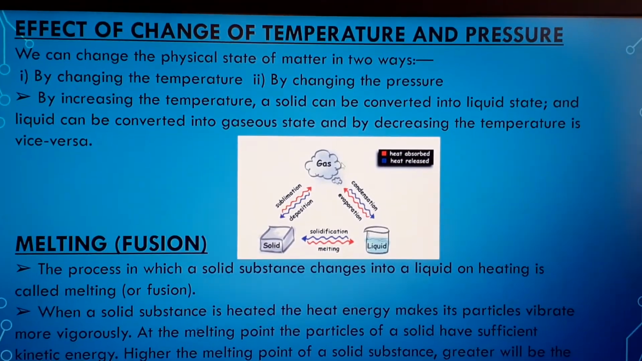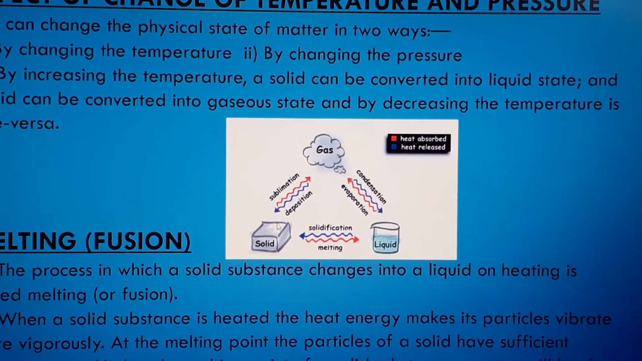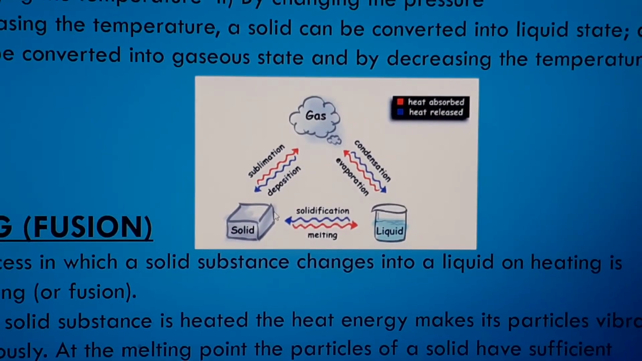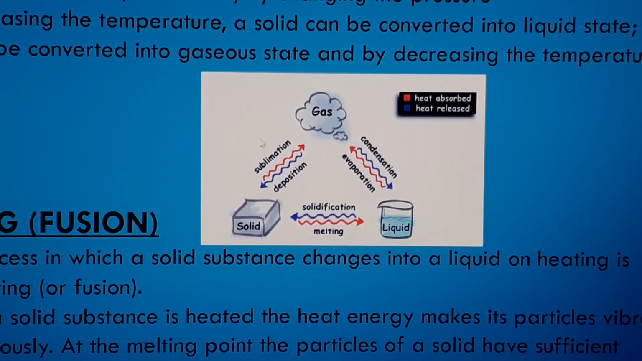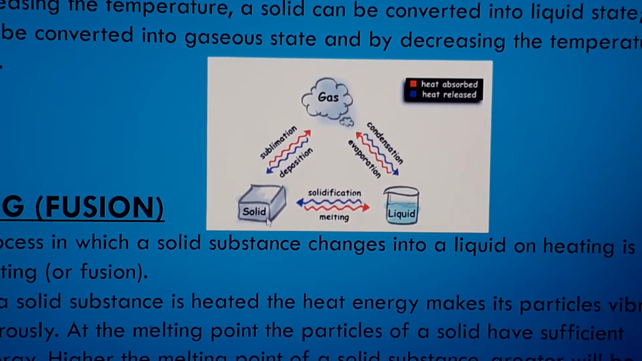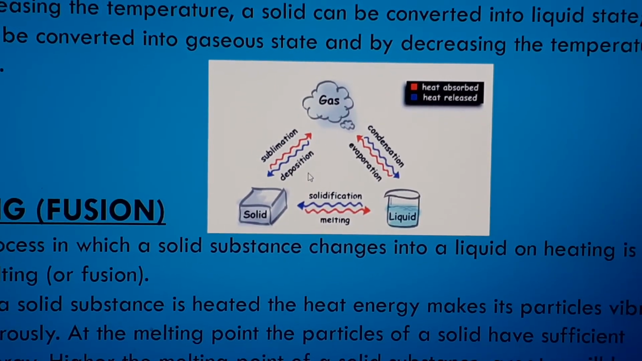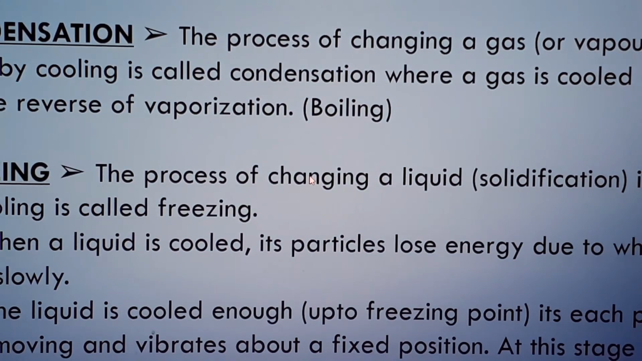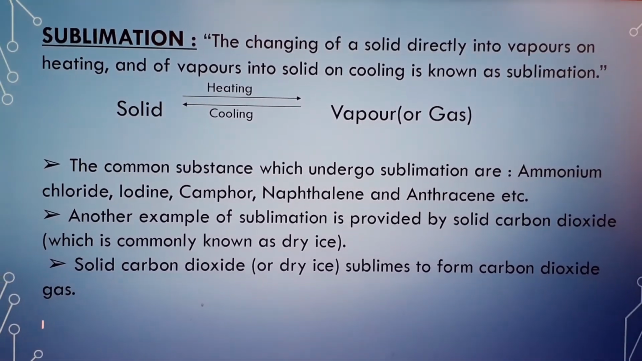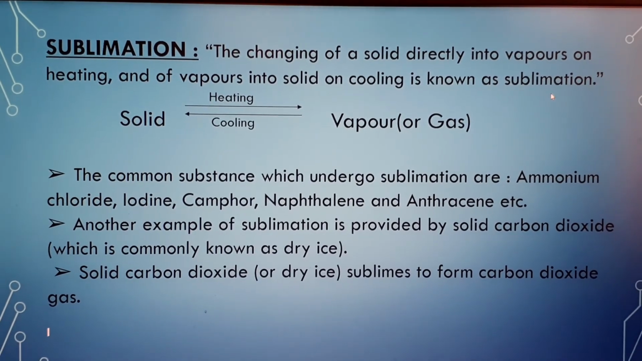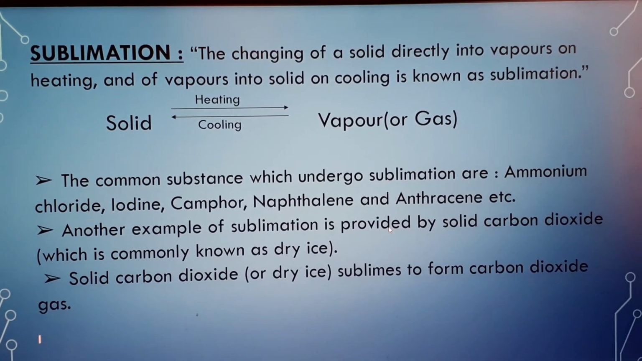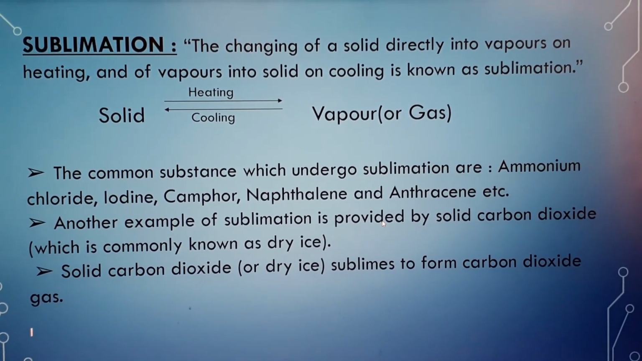Here, what is written over there? Sublimation. What is said to be sublimation? Sublimation is when a solid substance directly changes into gaseous substance. When we are giving heat, it directly changes into gas. Then this process is called sublimation. See here, sublimation is the process of changing of solid directly into vapor on heating, and the vapors into solid on cooling.